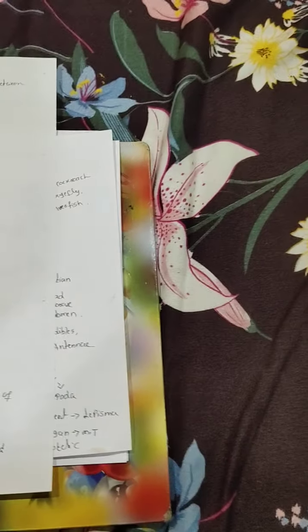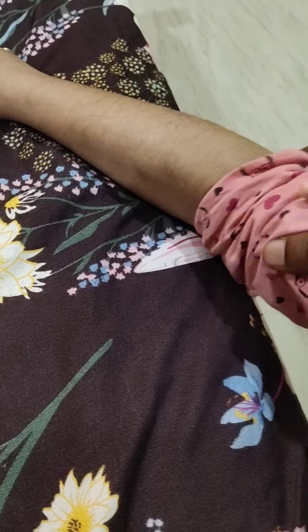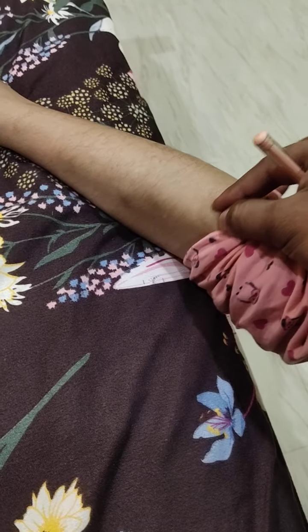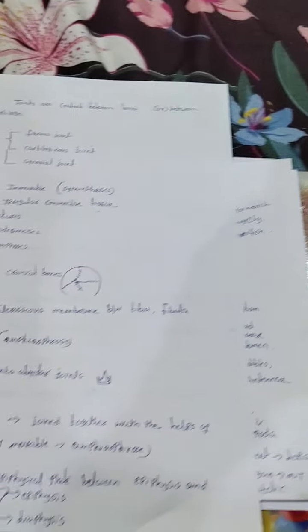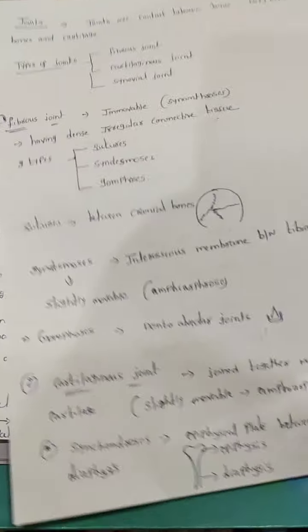Now see here, like a pen tip, I'll point to see. Now this is the point. This is called the patella, kneecap. This is tibia. This is fibula. In this, here they have a membrane, the interosseous membrane. In this interosseous membrane, when you are walking, slight movement takes place here. Now gomphosis. Gomphosis is present in the dento-alveolar joint.